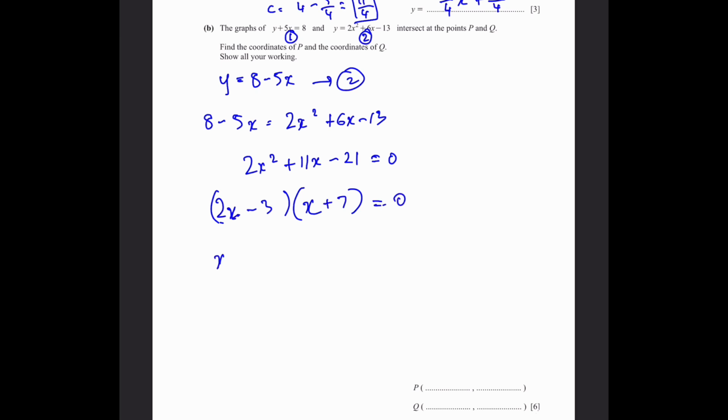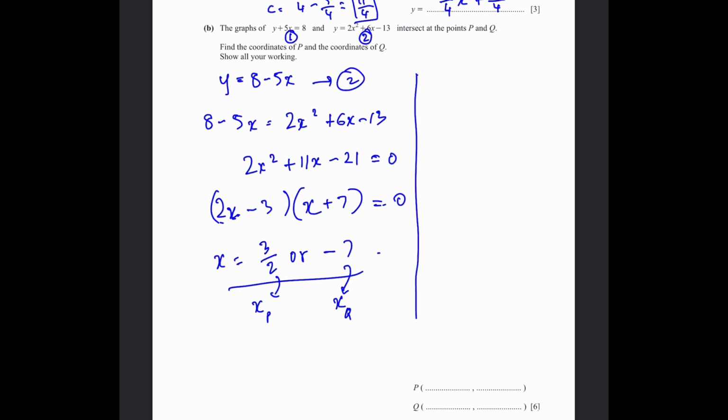So that means x has to be equal to a value where either this is equal to 0 or this is equal to 0. So if 2x minus 3 is equal to 0, then x is 3 by 2. Or if x plus 7 is 0, then x equals minus 7. Now we know the x values. So let's just say the x coordinate of P is 3 by 2 and the x coordinate of Q is minus 7. You can do it the other way around as well, but this is just one option.